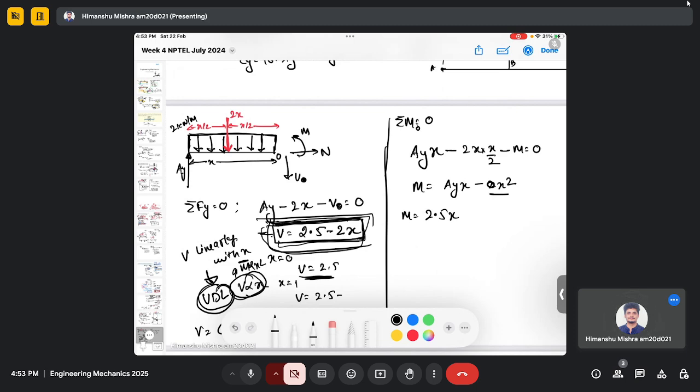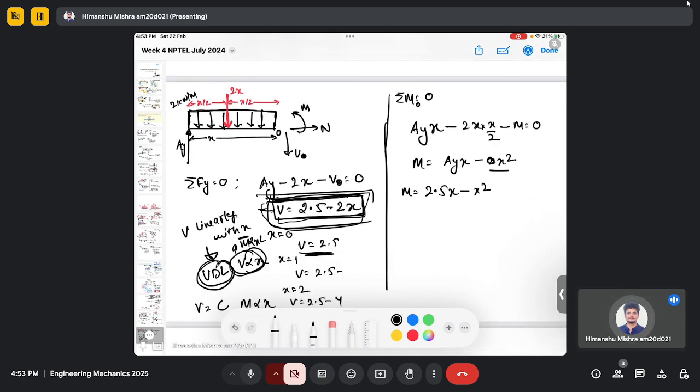x minus x square. So you can see the variation of bending moment with x is not linear. It is quadratic. It is x square. So it's non-linear, it's quadratic. So it will not vary linearly like a straight line. It will actually vary like a parabola, like this.